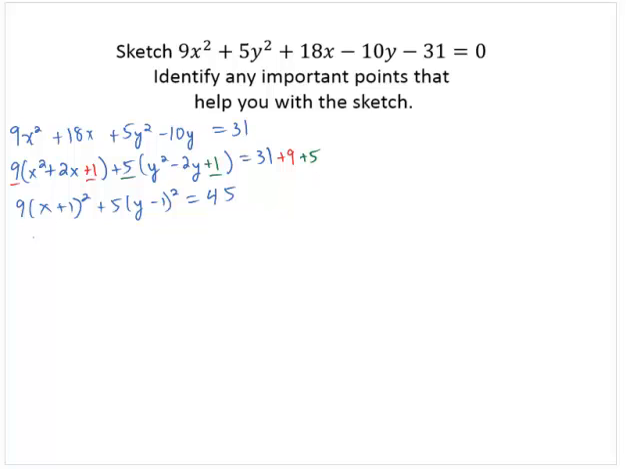Dividing through by 45, I'd have (x plus 1) squared over 5 plus (y minus 1) squared over 9 equal to 1. I recognize this as the equation of an ellipse with center -1, 1. Noticing the values of a and b, a is the square root of 5 and b is 3. Since b is 3, 3 is greater than the square root of 5. That tells me that this has a vertical major axis.